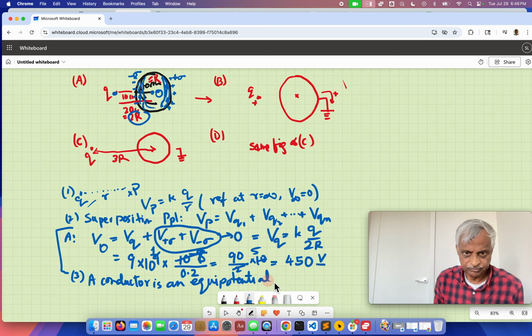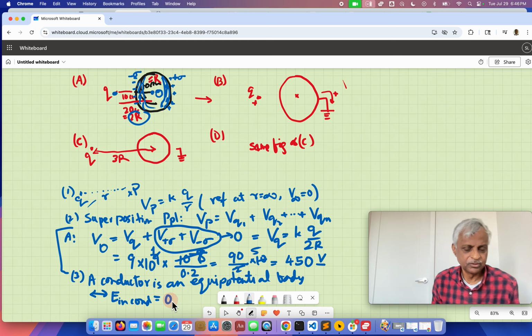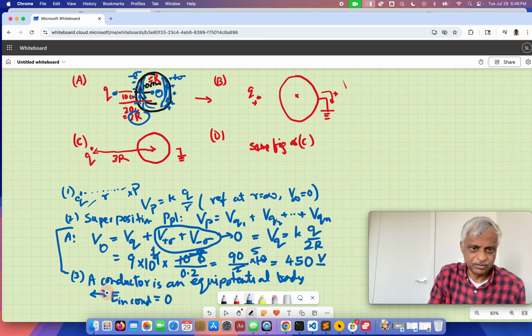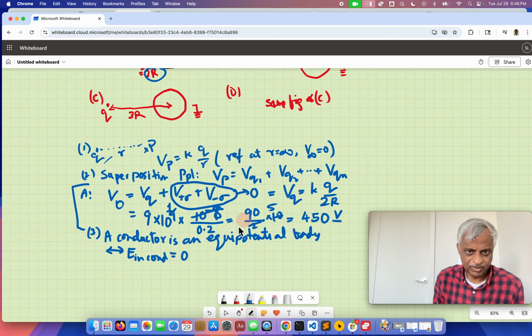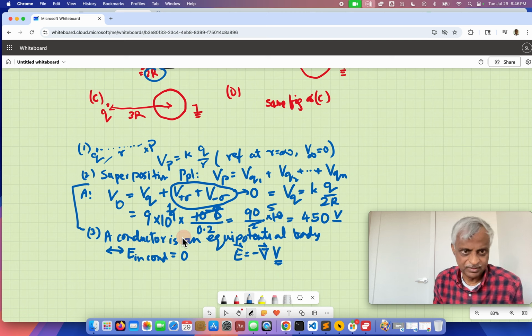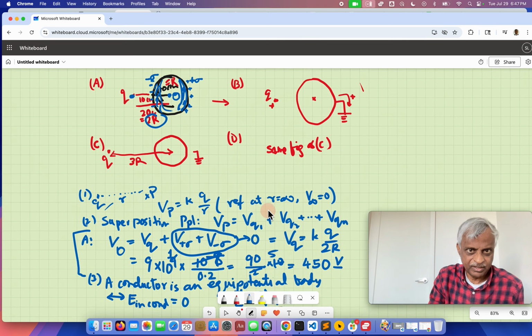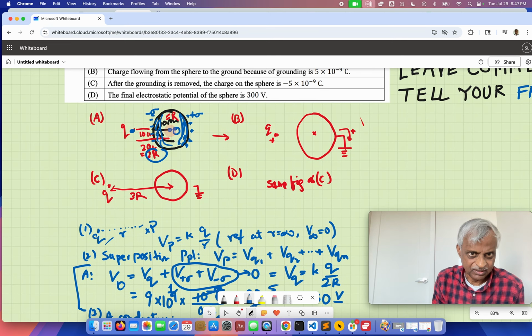Is this the same thing? It means the electric field inside a conductor is equal to 0. And if you remember, the electric field is minus del V. If this is 0, then V is constant all around. Okay, that's what it means. So figuring it out at one point gives you everything.